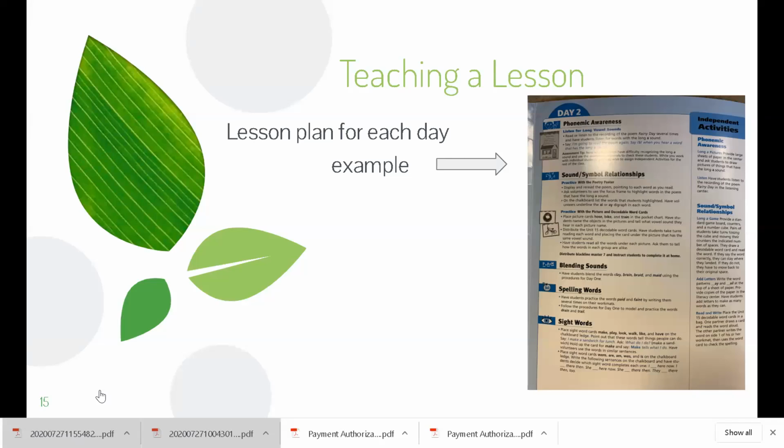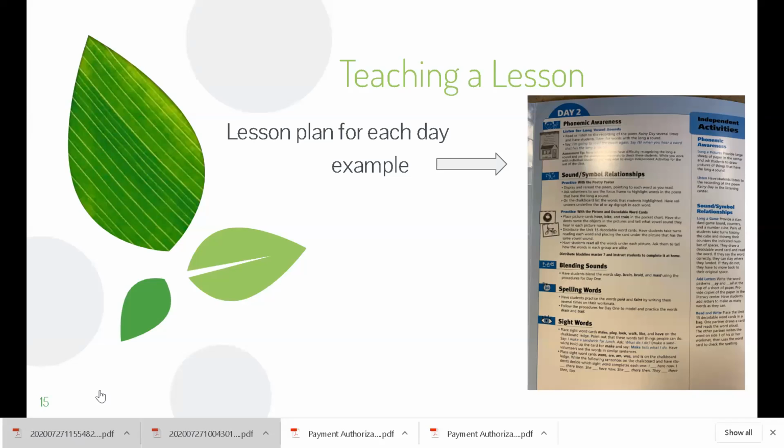Every set has these cards, and you'll see that these ones are all the long A I have, and they're going to show backwards, but bait, chain, faint, play. So I have AI and AY digraph word cards that I will be using with my students as well.